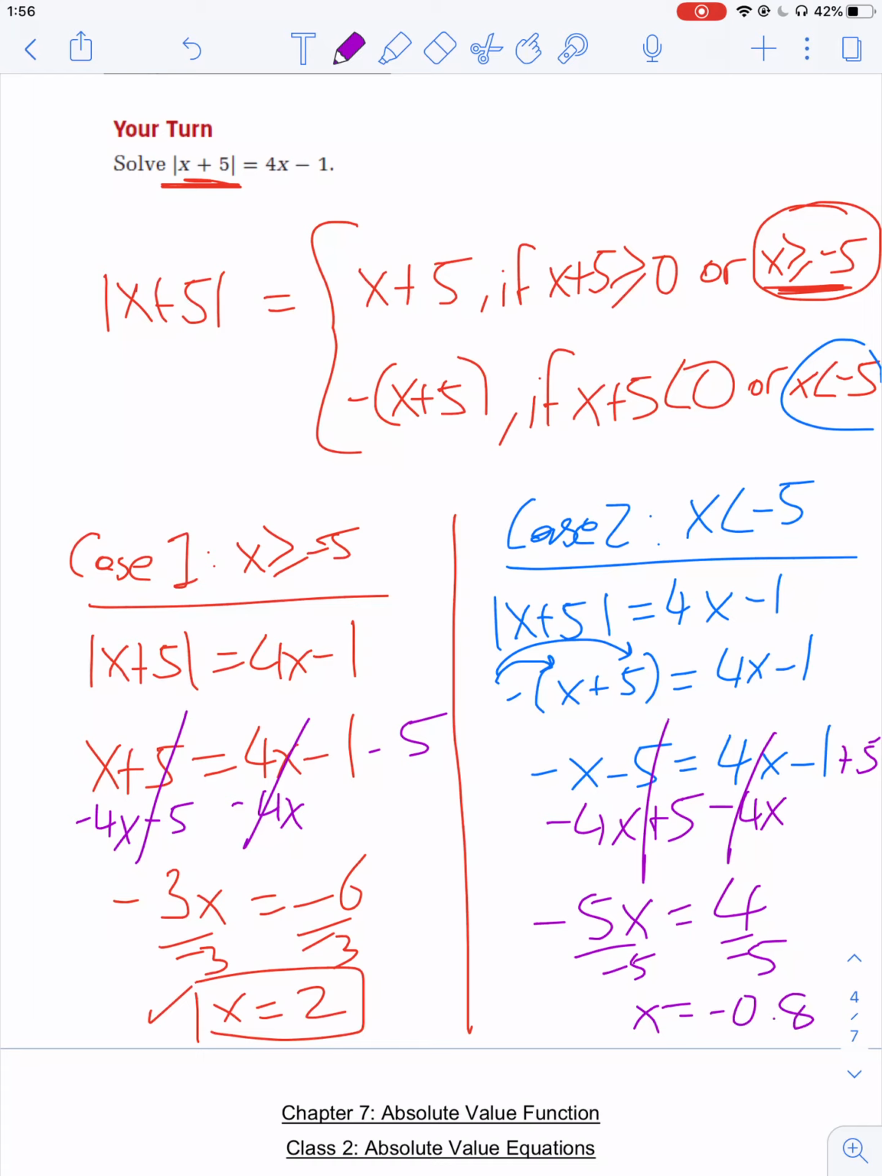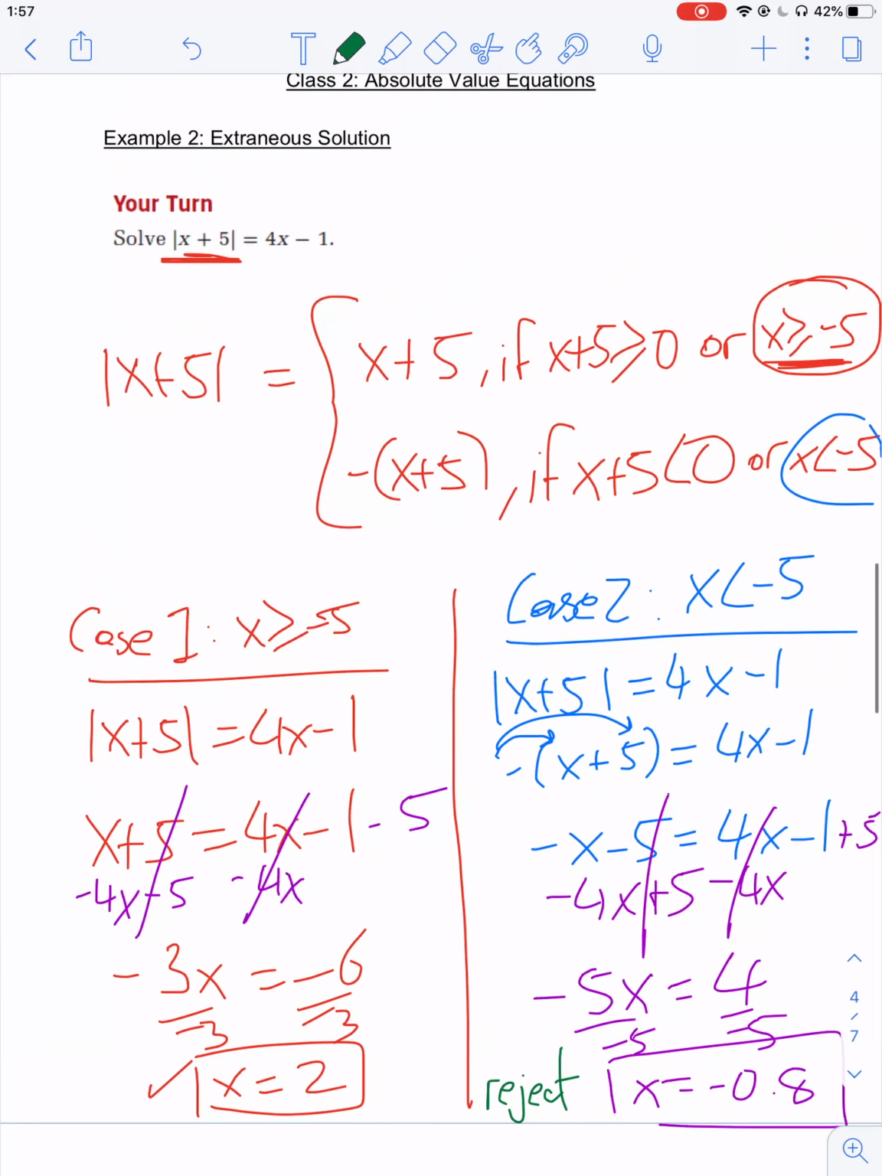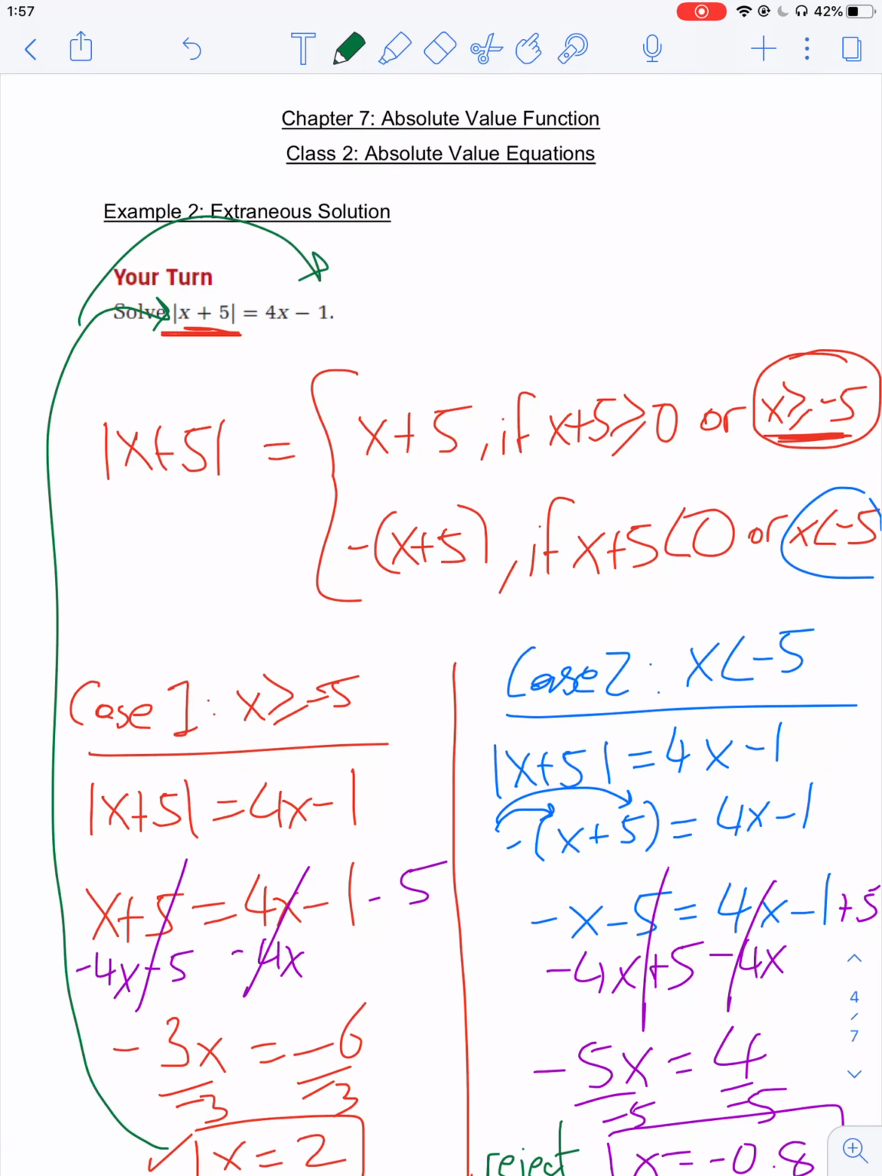So is minus 0.8 less than minus 5? No, it's not, so you're going to have to reject this one, okay? So this one will get rejected. Now just check if you're right. So plug in x equals 2 on both sides, in here and also in here, and then compare the two answers. If I plug in x equals 2, I get 7 here, and I'm also going to get 7 here. So as you can see, this one works.